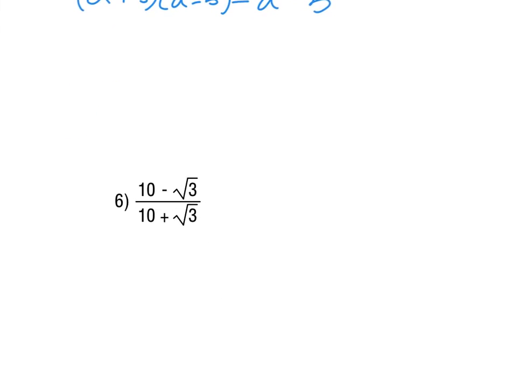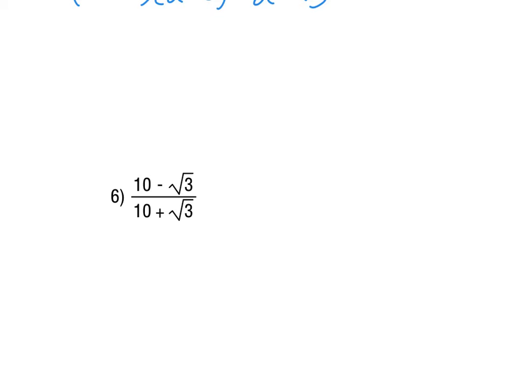Alright, so number 6. Now this is just kind of an interesting combination because the numerator is the conjugate for the denominator. So we end up multiplying numerator and denominator by 10 minus the square root of 3. And again, it just happens to be the case where the numerator is the conjugate of the denominator. So we have to multiply those together.